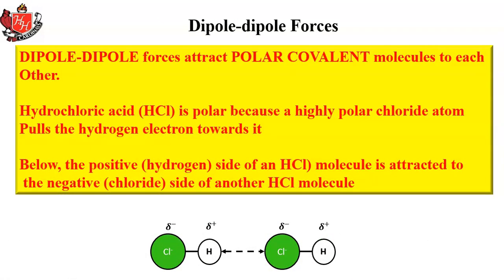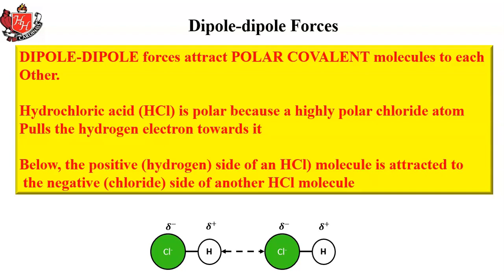Okay, dipole-dipole forces attract polar covalent molecules to each other. So hydrochloric acid, which is HCl, is polar because a highly electronegative chlorine atom pulls the hydrogen's electron towards it. Below, the positive hydrogen side of an HCl molecule is attracted to the negative chlorine side of another HCl molecule. So that funny little script there is called a delta.